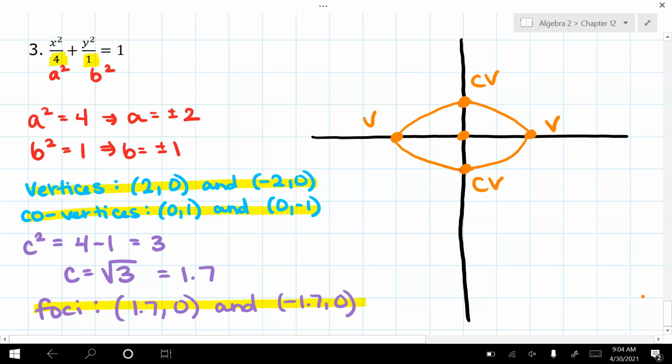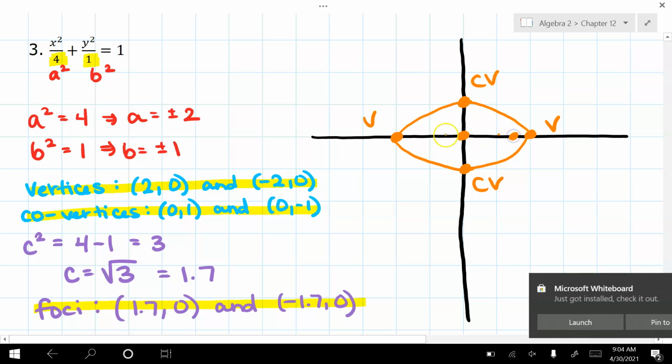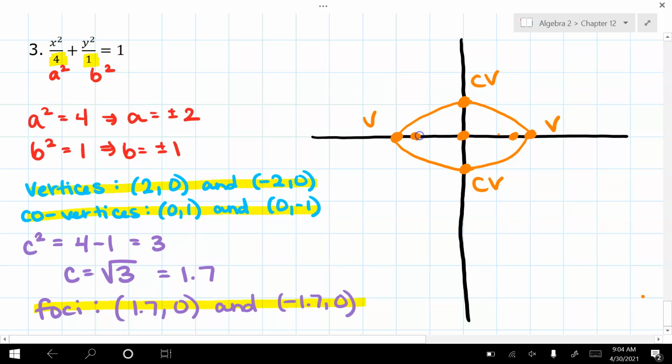And then those foci points you're going to have to estimate. It's 1.7 and negative 1.70. So again, you'll just have to kind of roughly guess where you think those would be. Since it's a decimal, you can't necessarily be exact on the graph.